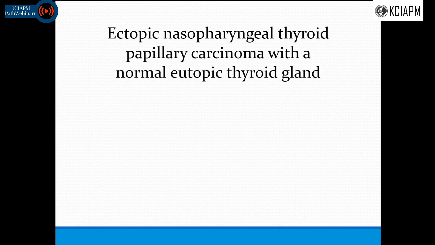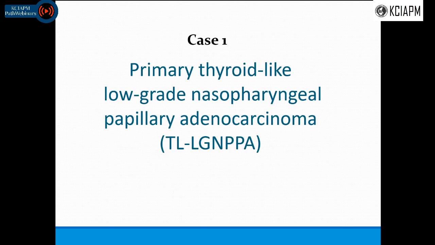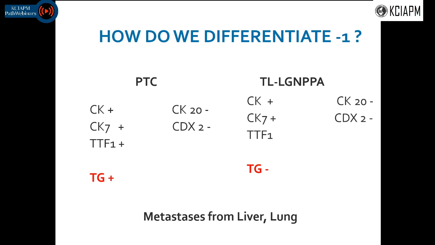So the diagnosis of so-called ectopic nasopharyngeal thyroid papillary carcinoma is out in this child, and we come to a lookalike tumor, which is the primary thyroid-like low-grade nasopharyngeal papillary adenocarcinoma. For short, it is called TL-LGNPPA, a long short form. So the case 1 diagnosis is primary thyroid-like nasopharyngeal papillary adenoCA, looking exactly like classical papillary CA of thyroid. So how do we differentiate?